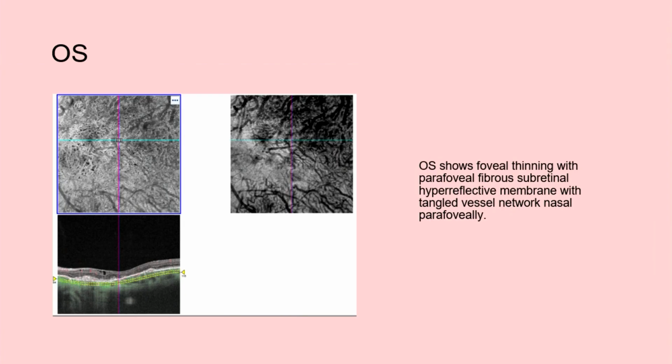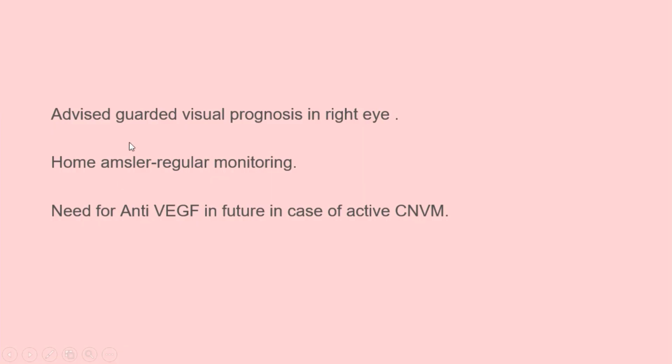Left eye OCTA picture shows a tangled vessel in the outer retina choriocapillaris complex, and OCT showing subretinal hyperreflective membrane parafoveally with cystic spaces overlying the retina. He was advised home Amsler regular monitoring and need for anti-VEGF in future in case of active CNVM.